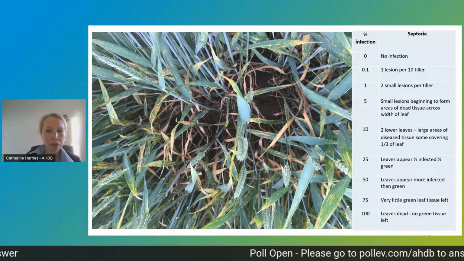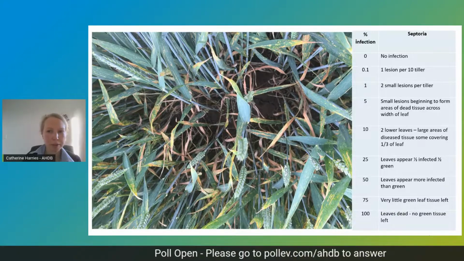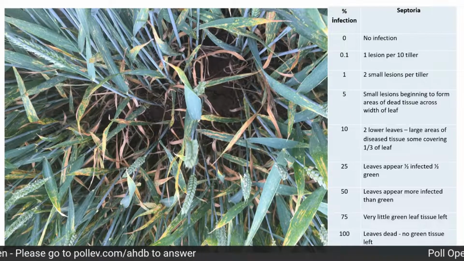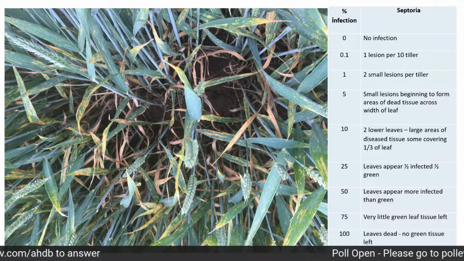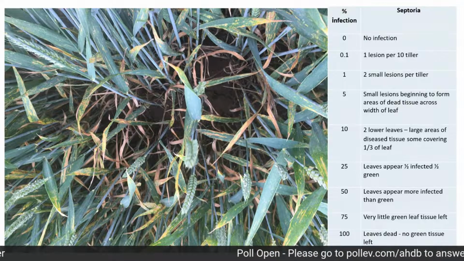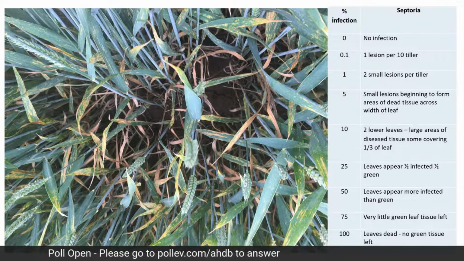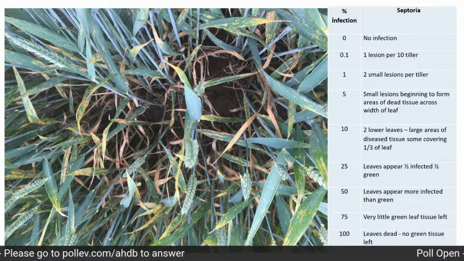Yep, I can see that's happening on a few of the leaves. So we go up to 10% and look at the 2 lower leaves. A large area of diseased tissue, some covering a third of the leaf. So, okay, it's probably not that bad. So let's go for 7% for that crop.